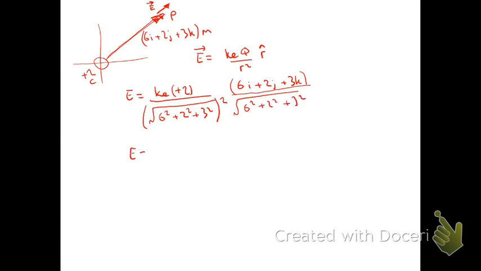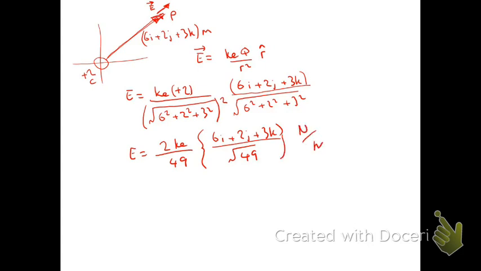So E is equal to 2ke over, trust me, 36 and 4 makes 40, 49. There's my answer. That would be a nice question.